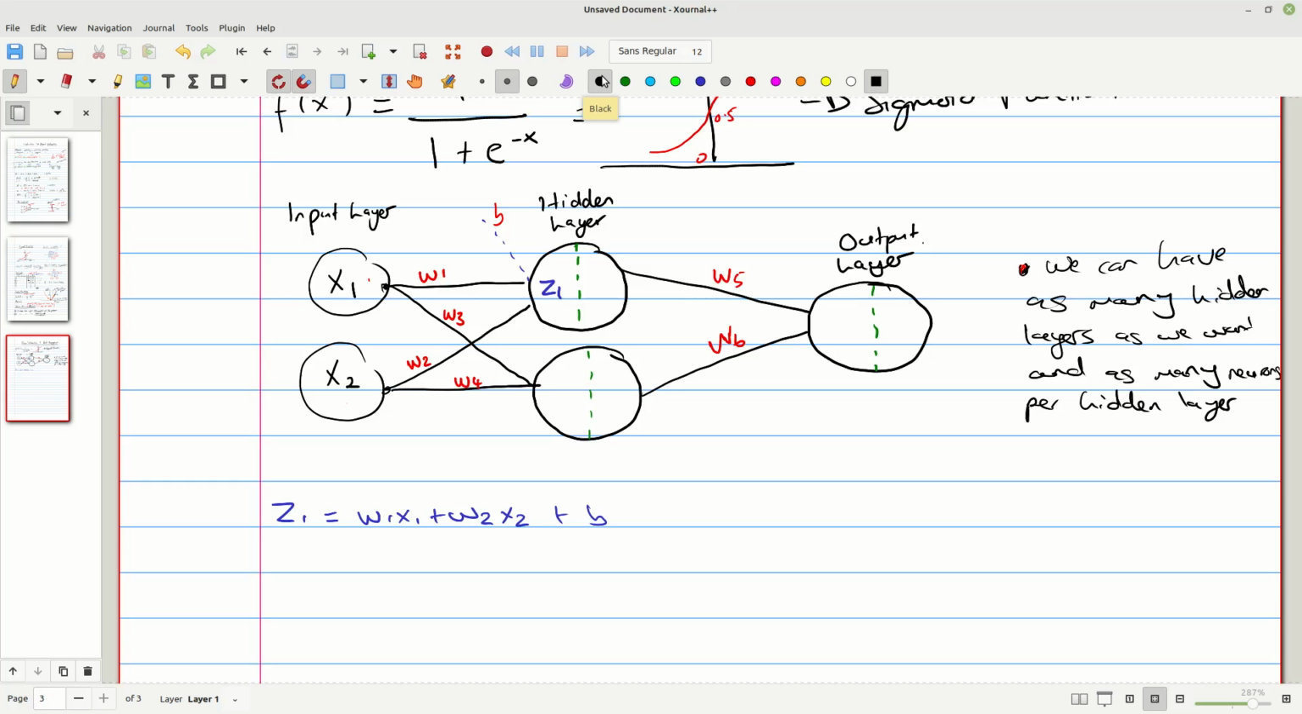This is what Z1 is, and then Z2 we can compute in the same way. Then we have another item here that I'm going to call A1 and A2. Let me just write Z2 for completion, which is W3 x1 plus W4 x2 plus some bias B.